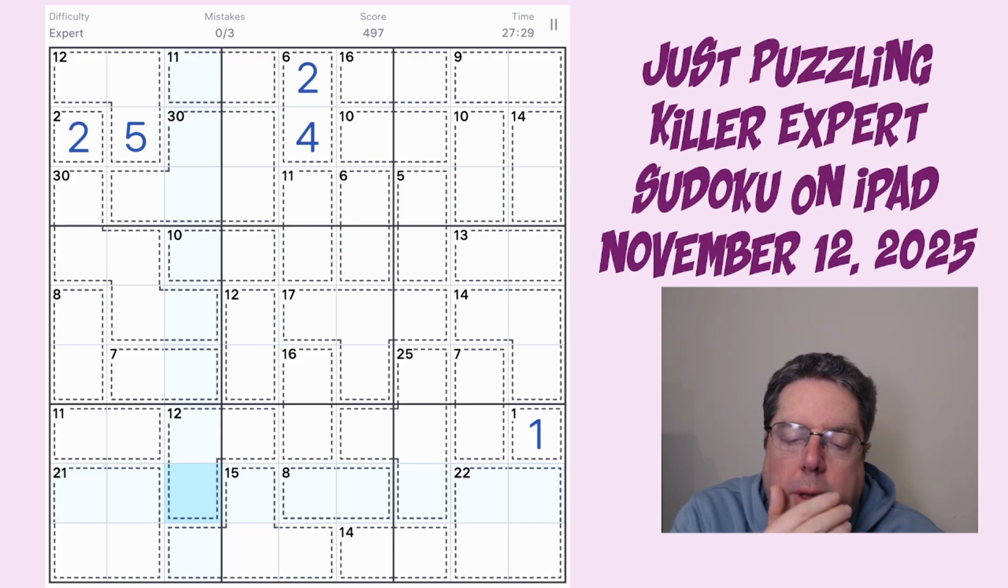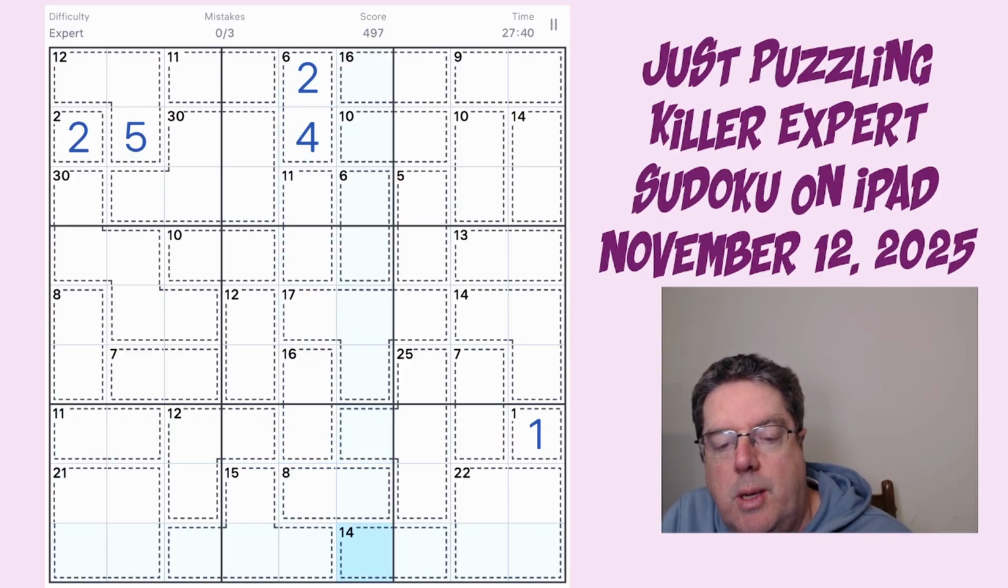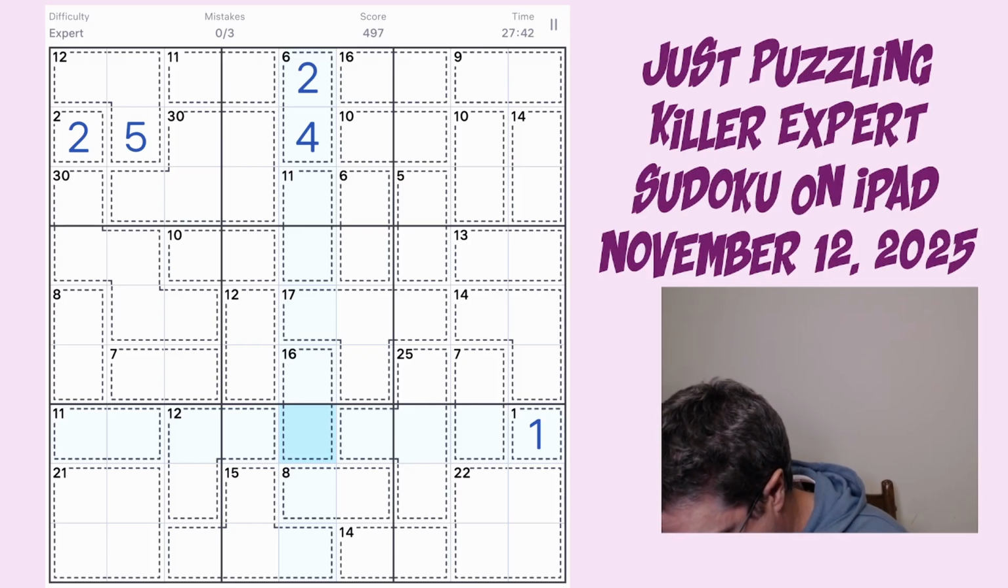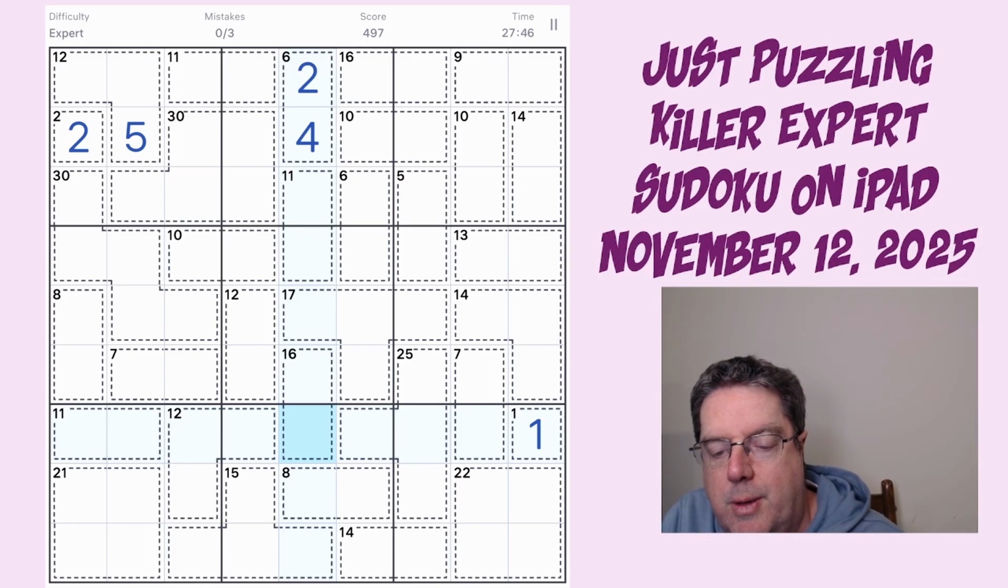14 plus 8 is 22. So 22 would be 23. Oh God, you can't be serious. So that would be 23, which means that can't be a 7, because 23 is 6, 8 and 9. So that's going to be the 9, leaving this to be the 7.